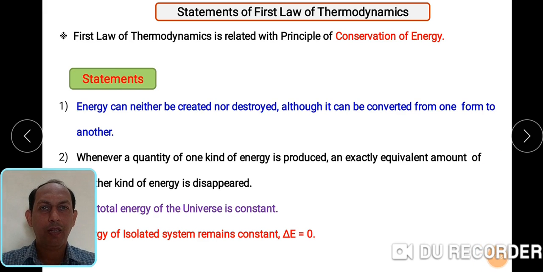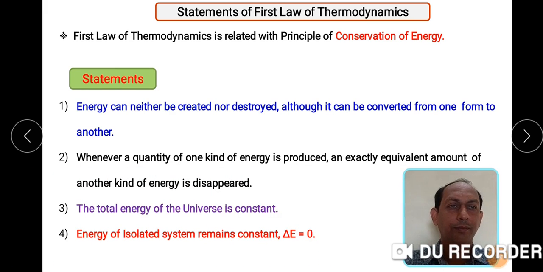You might have studied this in earlier classes. Energy can neither be created nor be destroyed, although it can be converted from one form into another. This is the first statement. It is already known to us that we cannot create energy; we can only transfer that particular energy from one form into another.